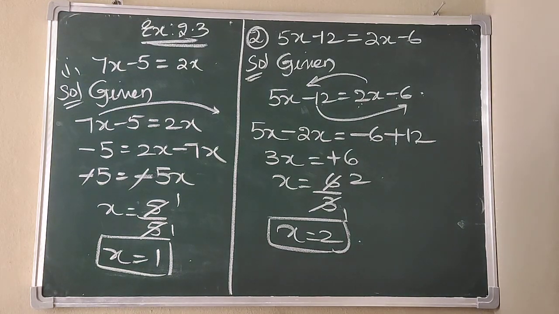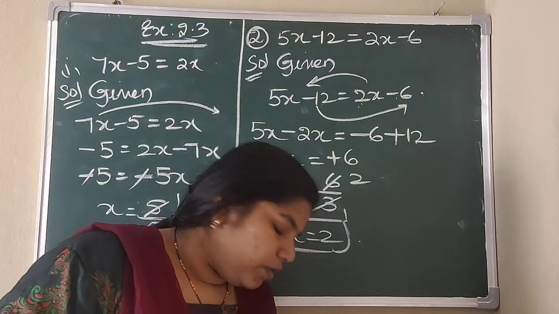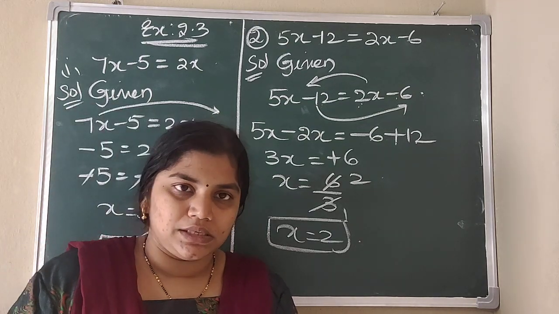So the remaining problems, how many are there in total? A total of 14 problems are there. All the 14 problems will continue in the next class. Thank you.